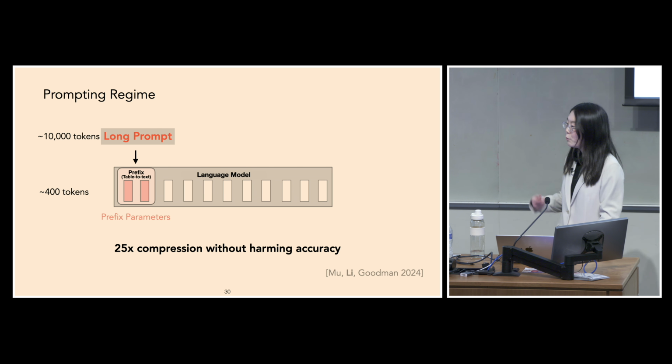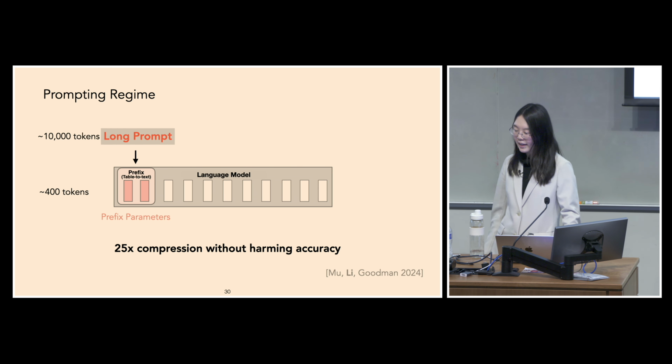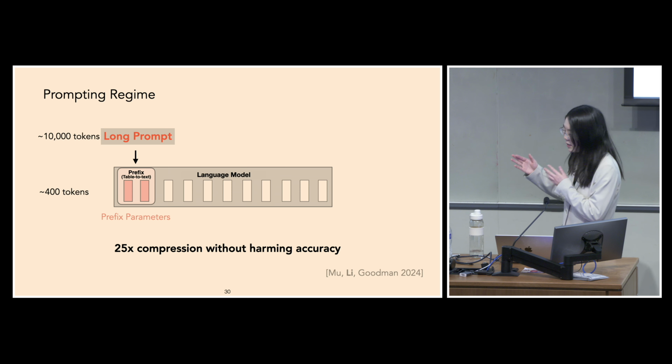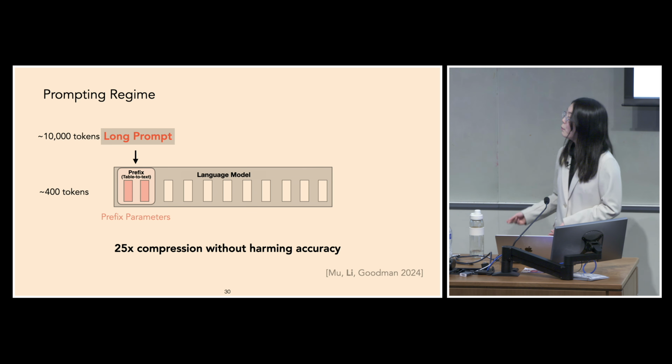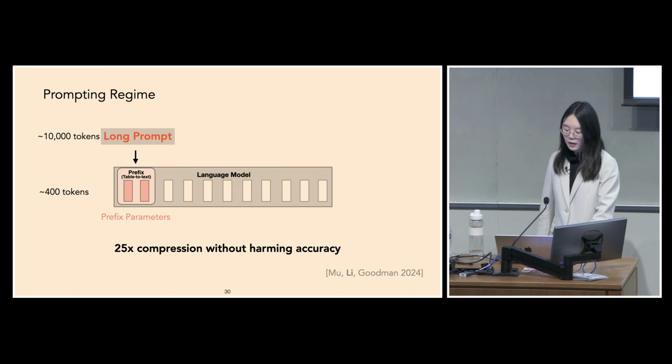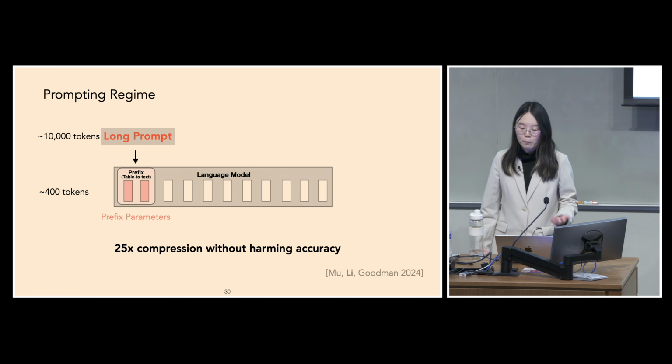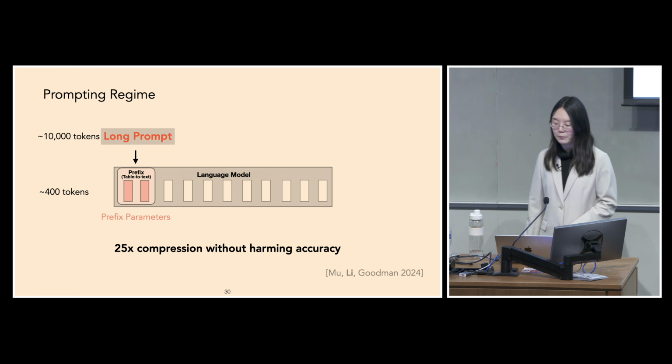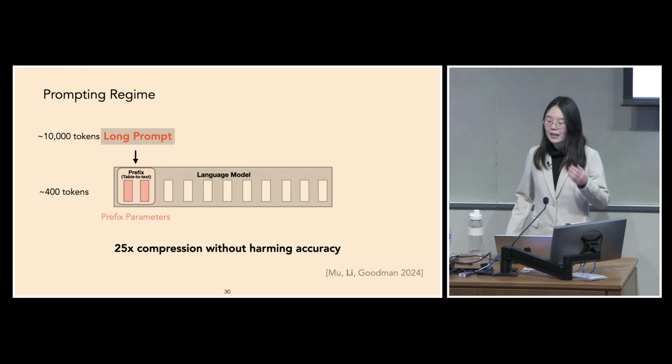This is where the prefix tuning parameterization shines again. When we are trying to compress the prompt, we can map it into the prefix parameter space. In my paper called Gist Tokens, we find that we can effectively compress the prompt by 25 times, without sacrificing any instruction following performance.